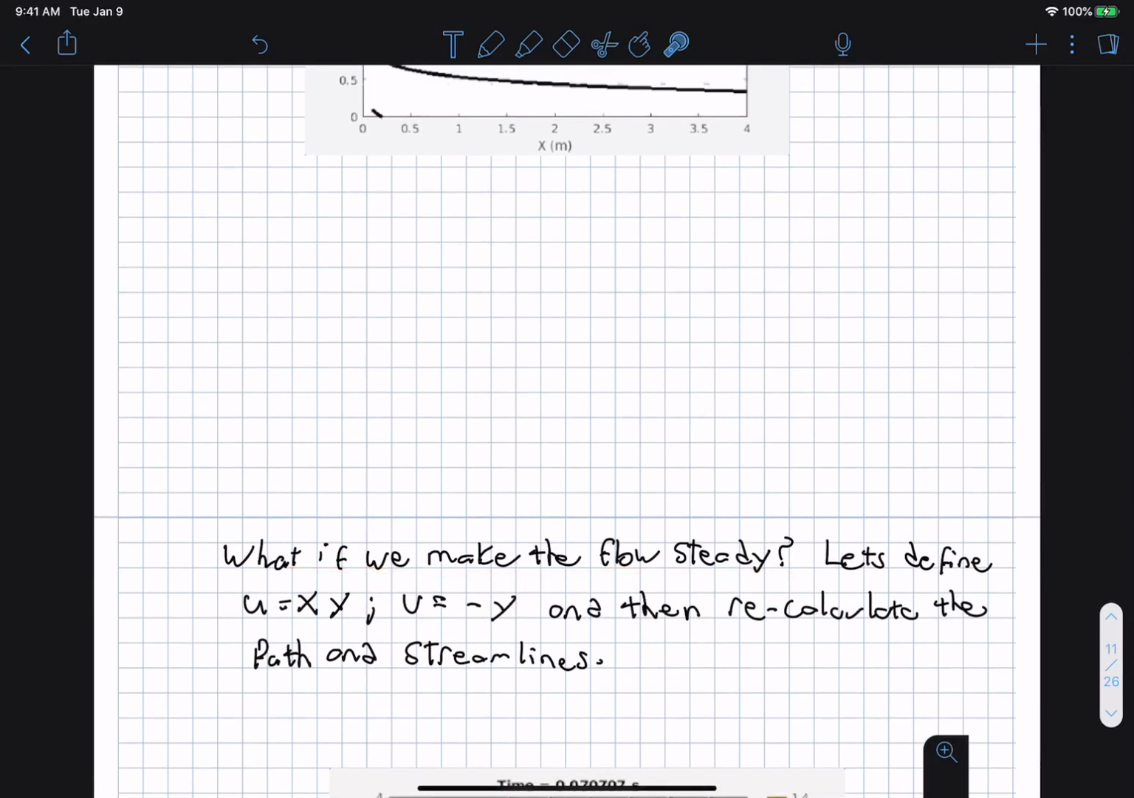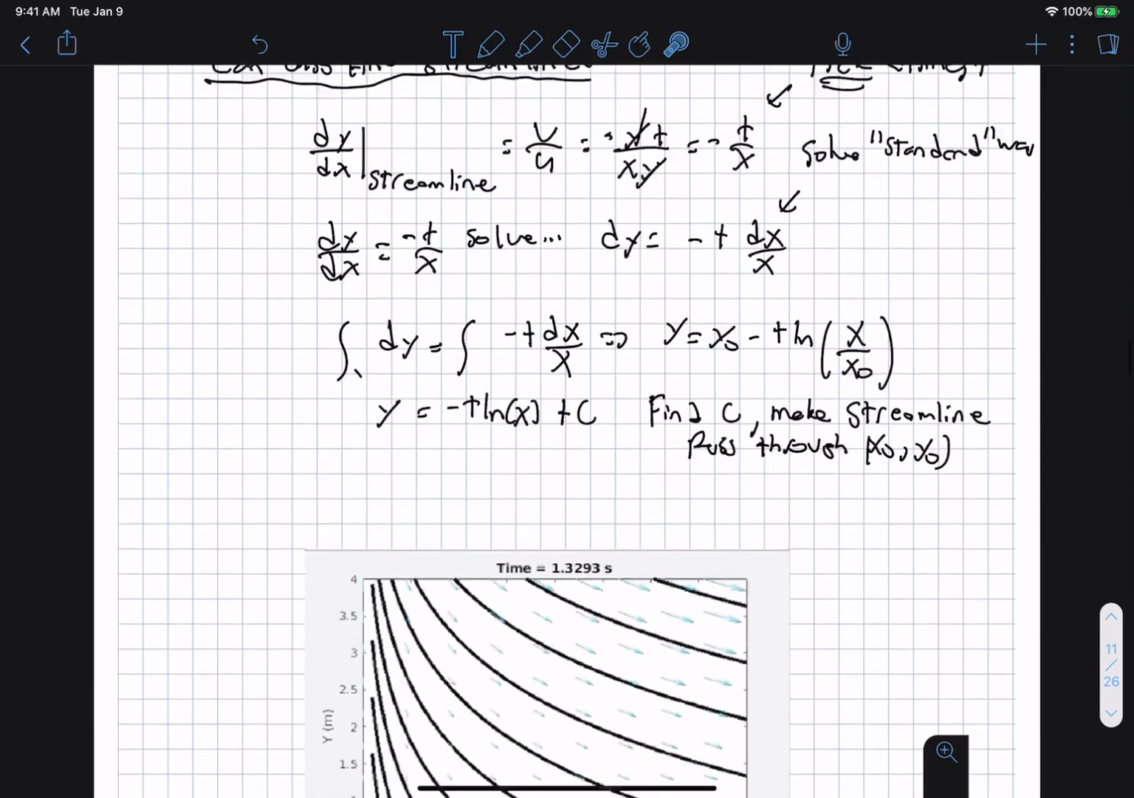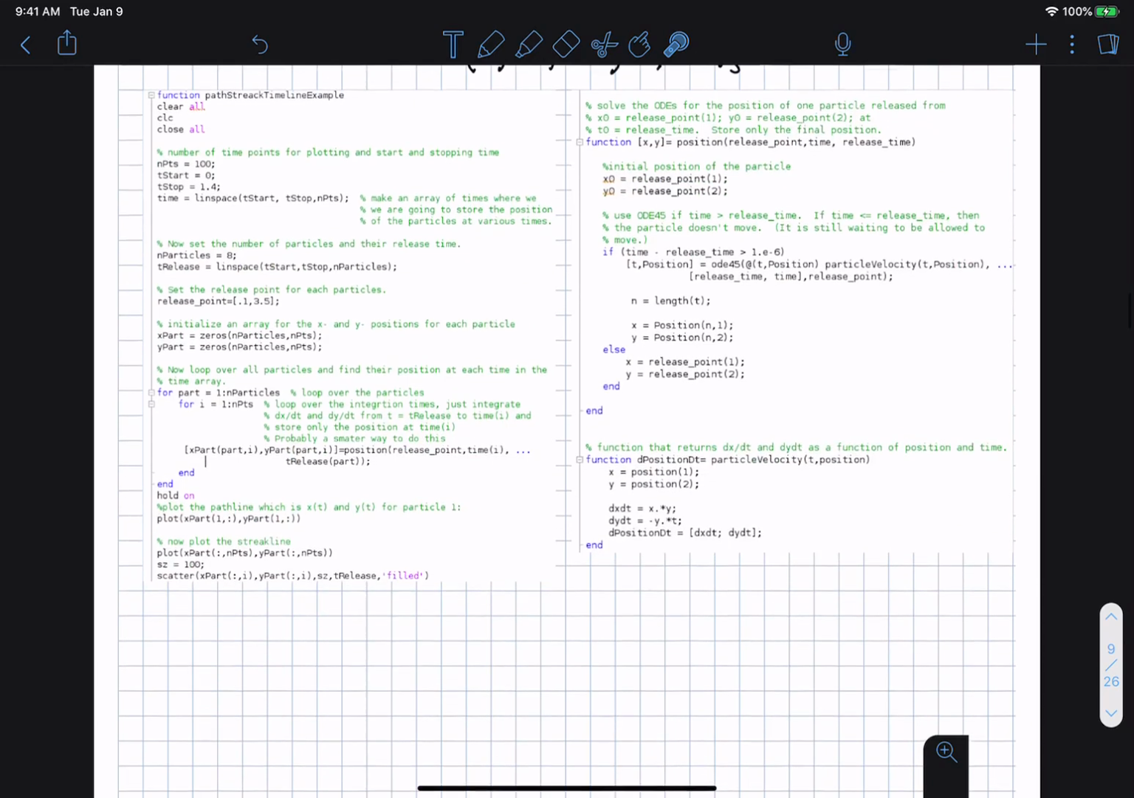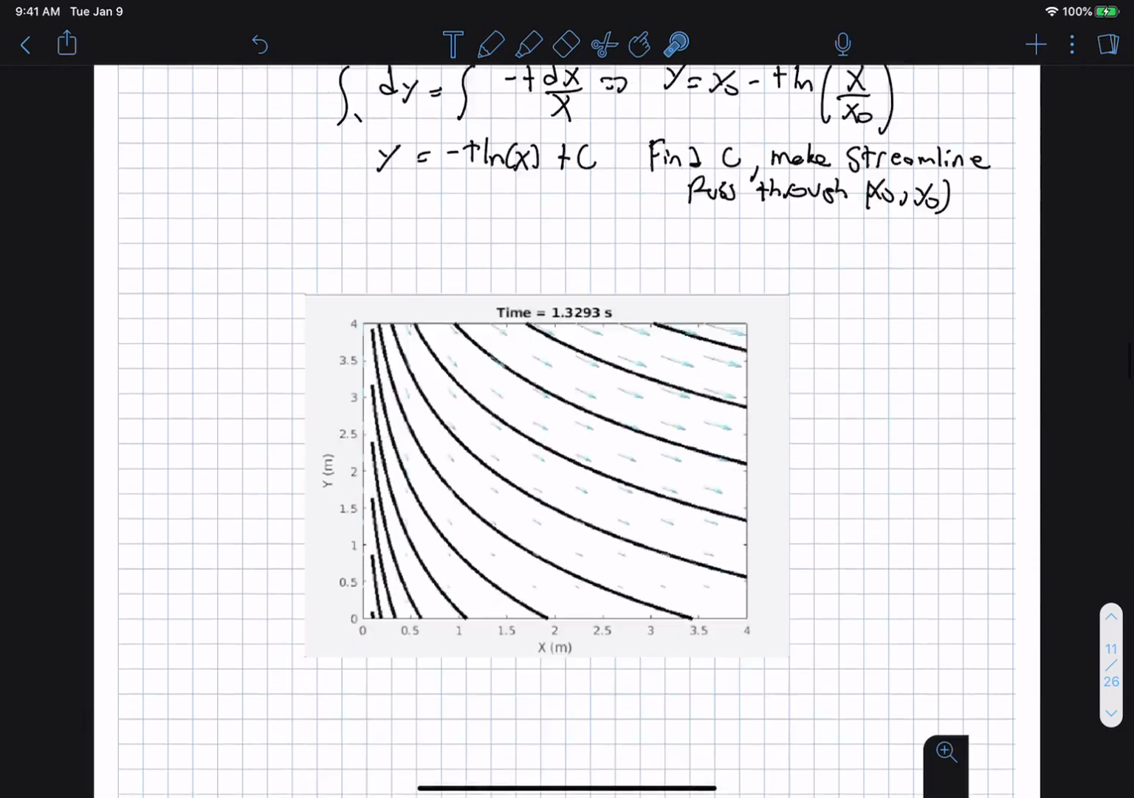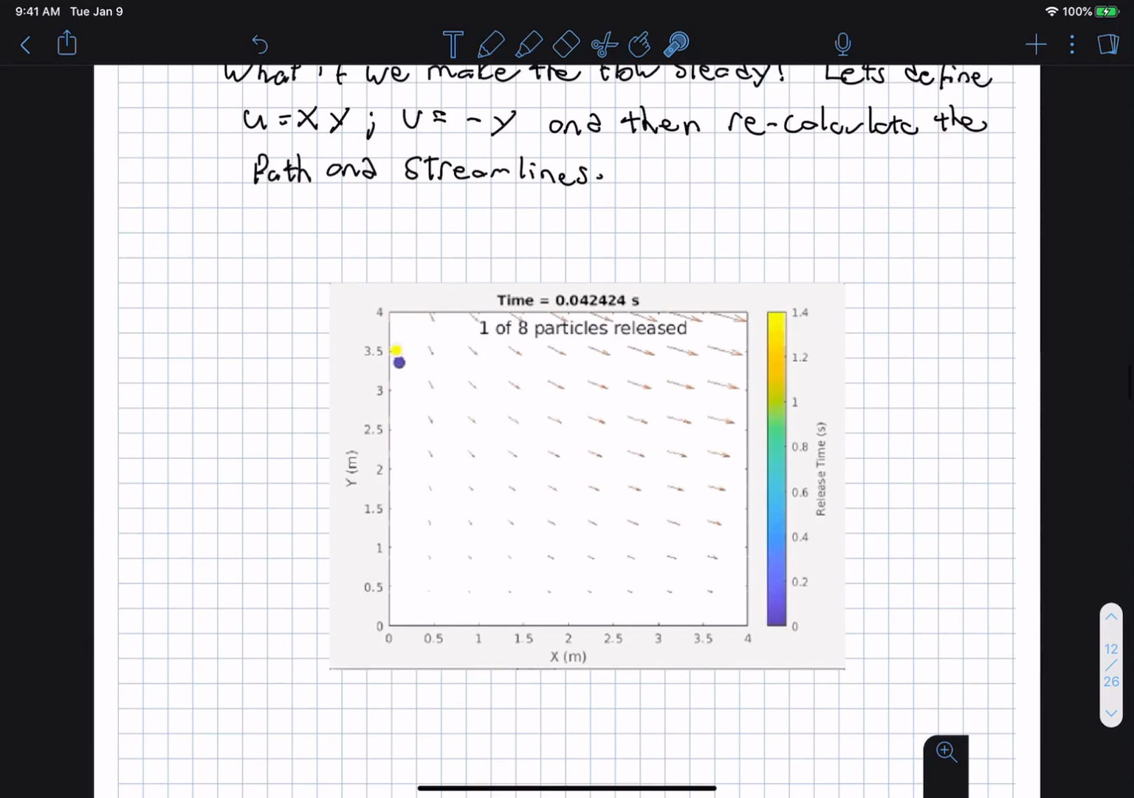So let's, motivated by the previous example, choose u to be x times y, and let's just get rid of the time dependence on the y component of the velocity and just make it equal to y. And let's just use the same code, but all we do is change our function here, get rid of that time right there, and then rerun the code. And if we rerun the code, what you will find is that these velocity vectors don't change with time, so the velocity field does not change.